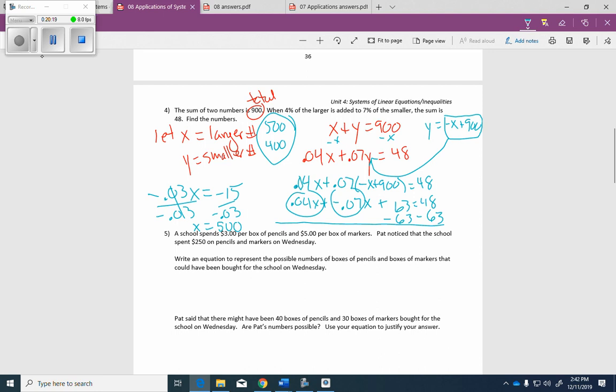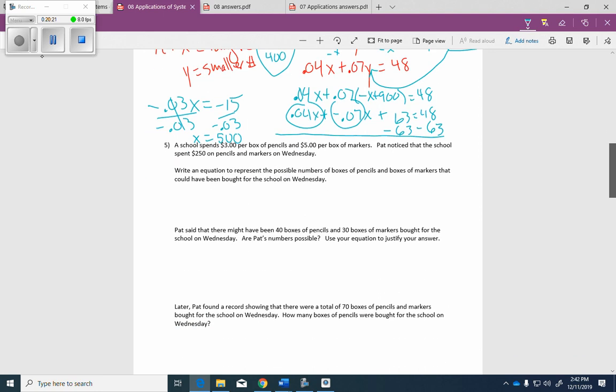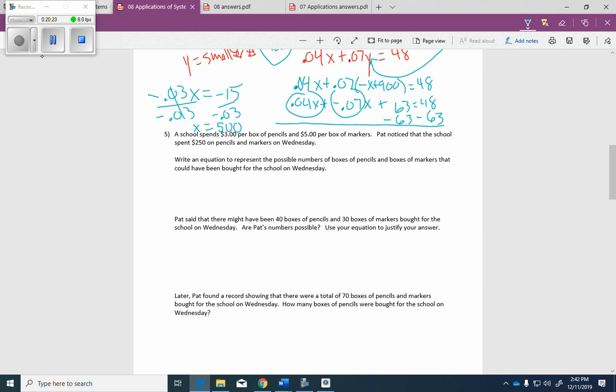We also had to do number 5. Number 5, this is a Regents question. When I say it's a Regents question, it came directly from a Regents exam. So a school spends $3 per box of pencils, $5 per box of markers. Pat knows that the school spent $250 on pencils and markers on Wednesday. I actually think it might not be an exact question. I think I might have changed maybe some of the numbers or words, but it came from a Regents question.